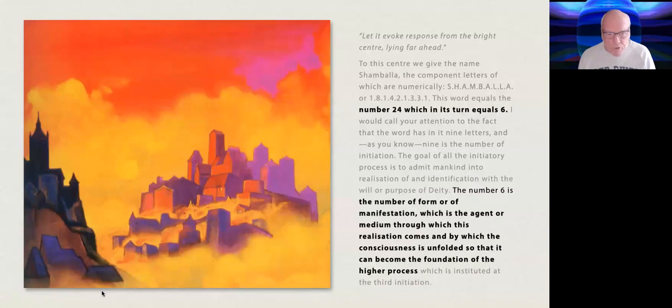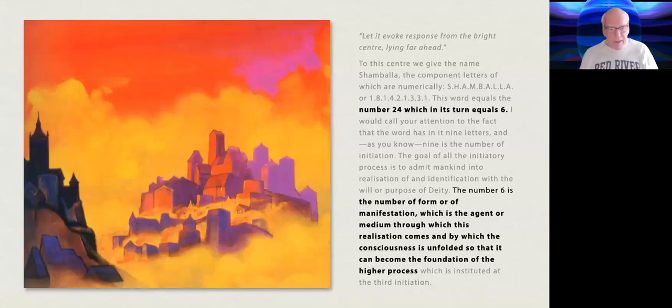We then learned that the number 24, the sum total of the numbers making up the word Shambhala, reduces to 6, which DK tells us is, quote, the number of form or of manifestation, which is the agent or medium through which this realization comes and by which the consciousness is unfolded, so that it can become the foundation of the higher processes, the higher process being initiation.